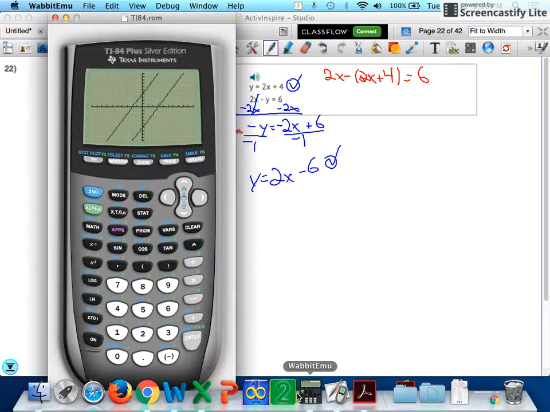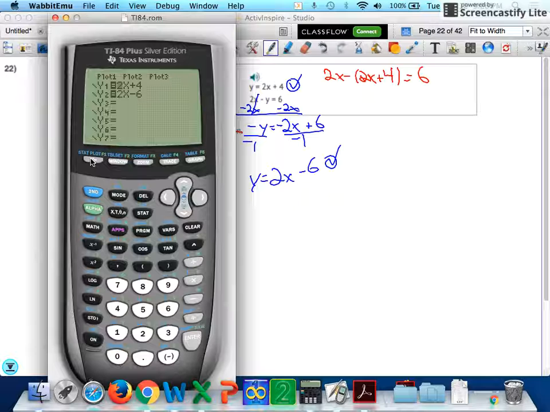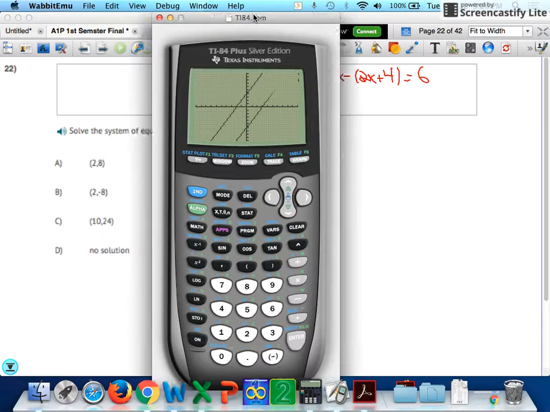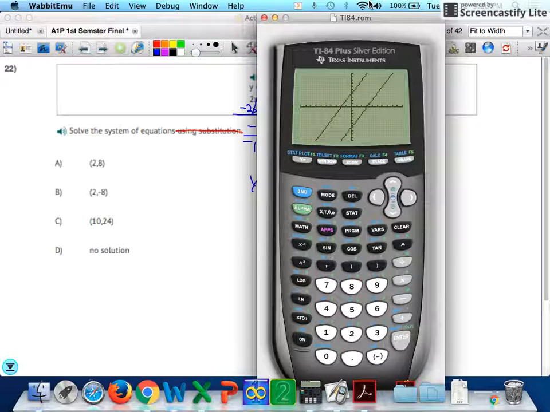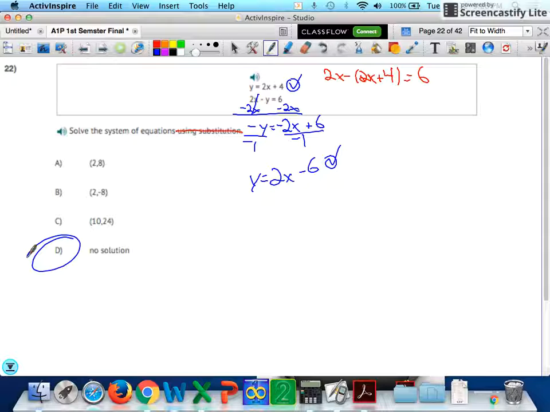I throw them in my graphing calculator. And as you can see, when I take these 2 equations, I already had them plugged in. And I zoom 6, I end up with 2 equations that are never going to intersect. So it tells me to solve by substitution. Unless they force you to use substitution, you can use whichever method you would like. Okay? Therefore, D, no solution.